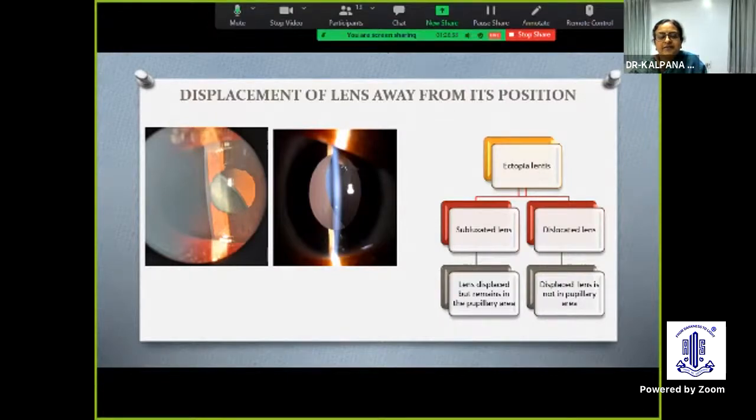It could be either a subluxation or a dislocation. In this particular patient, there is a subluxation, and I don't know if you can appreciate, you can see the intact zonules, which attach the equator of the lens to the ciliary process, and the lens is still in the visual axis. Whereas a dislocation usually occurs after trauma, where the lens is completely displaced with disruption of the zonules.